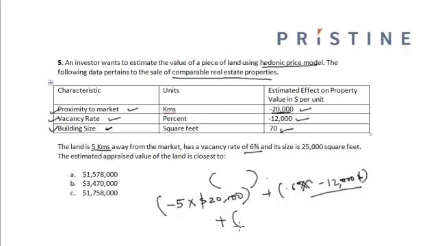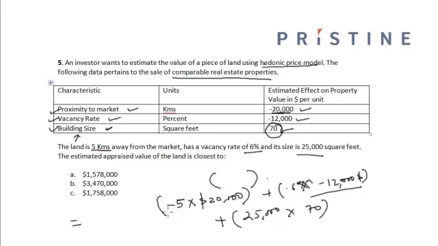And the third term will be reflected because of the size of the building. The size of the building is 25,000 square feet. So it will be 25,000 square feet into the estimated effect on the property value in dollars per unit because of the size of the building, that is $70.